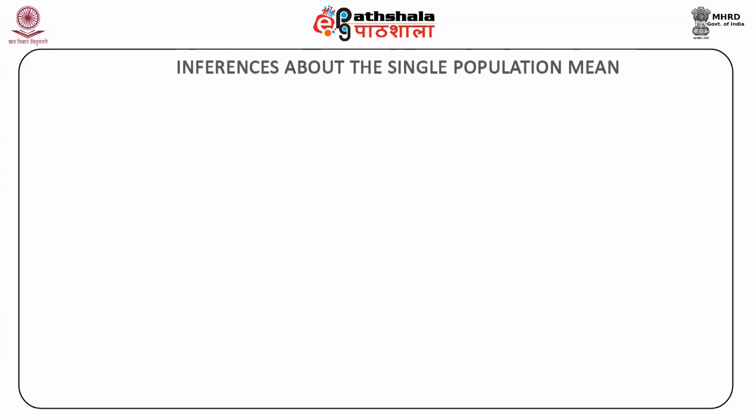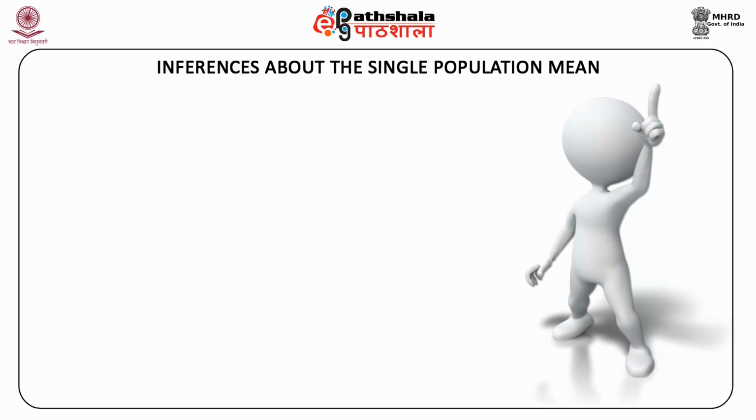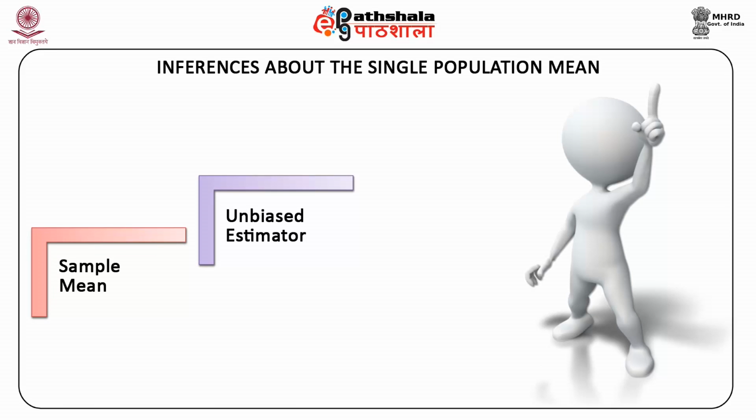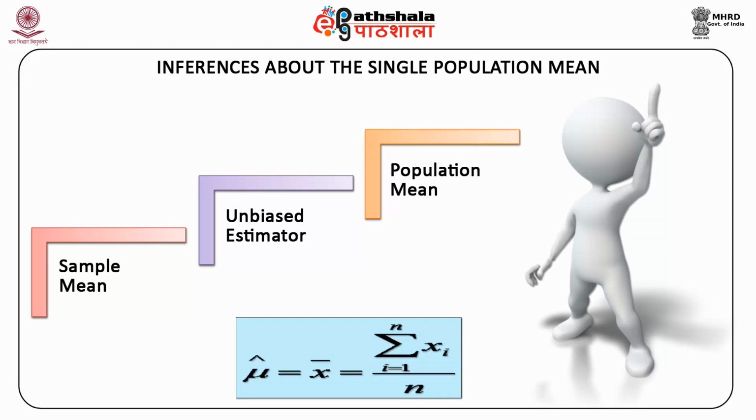First, we will discuss inferences about the single population mean. A random sample of n observations is drawn from the population. The sample mean is an unbiased estimator of the population mean. The point estimate of population mean mu is obtained by substituting values of sample observations in the formula of sample mean, so that mu hat equals x bar equals the sum of xi's divided by n. The interval estimate is centered at x bar.